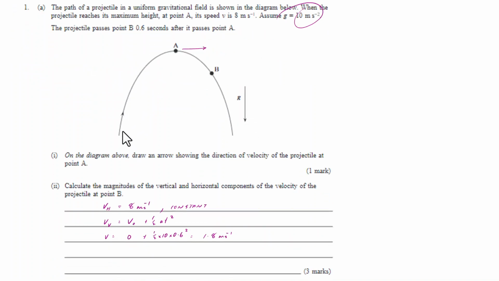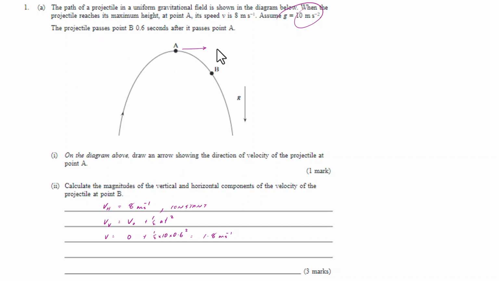Alright, so we have a projectile that's been launched. At A, that's the zenith, which is the maximum height, and you're told its velocity is 8 meters per second, so that's a nice hint of a way of saying that the horizontal velocity is equal to 8 meters per second, however vertical velocity there is 0. Acceleration due to gravity is 10, always use what's given in the question.